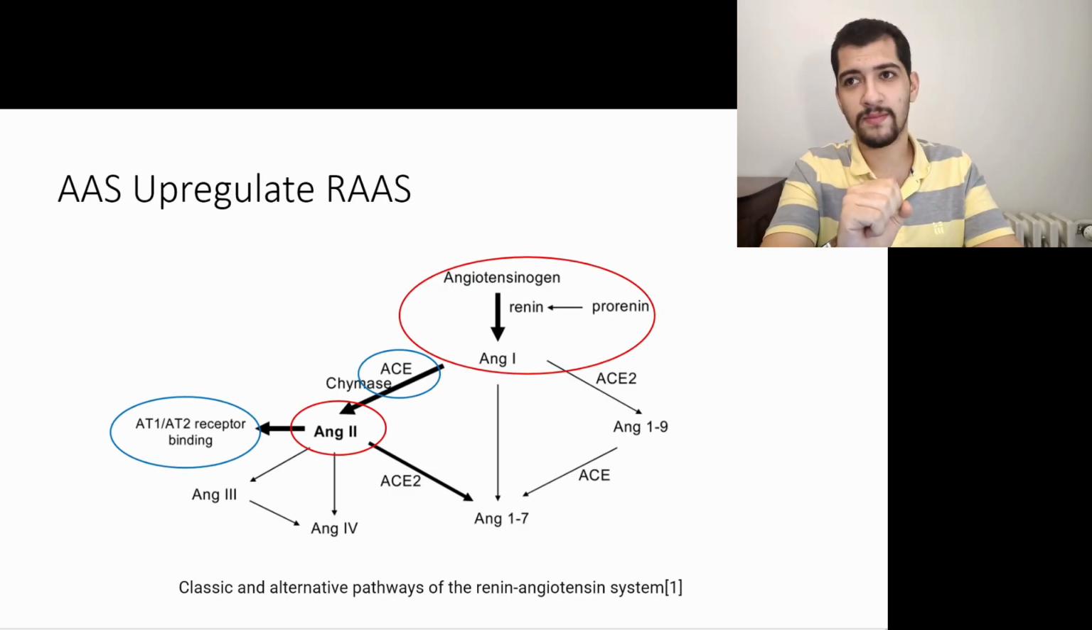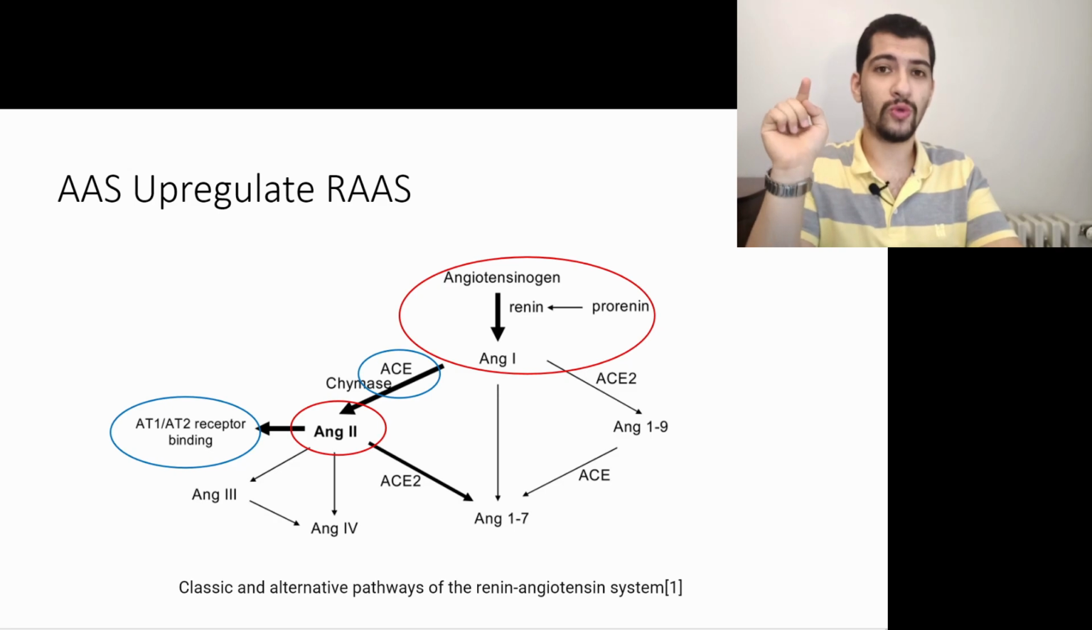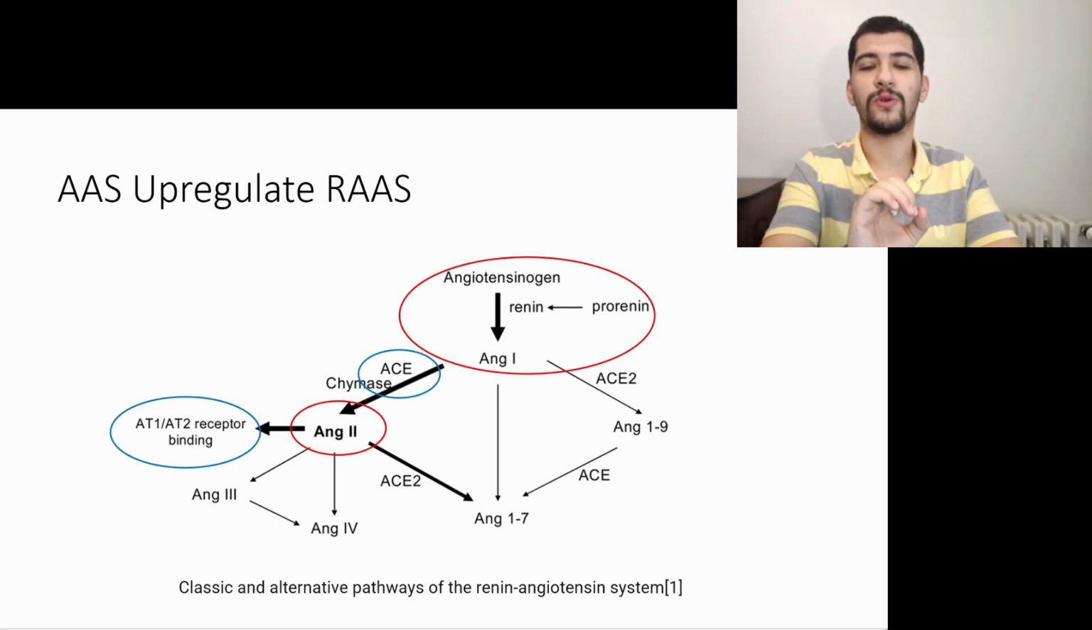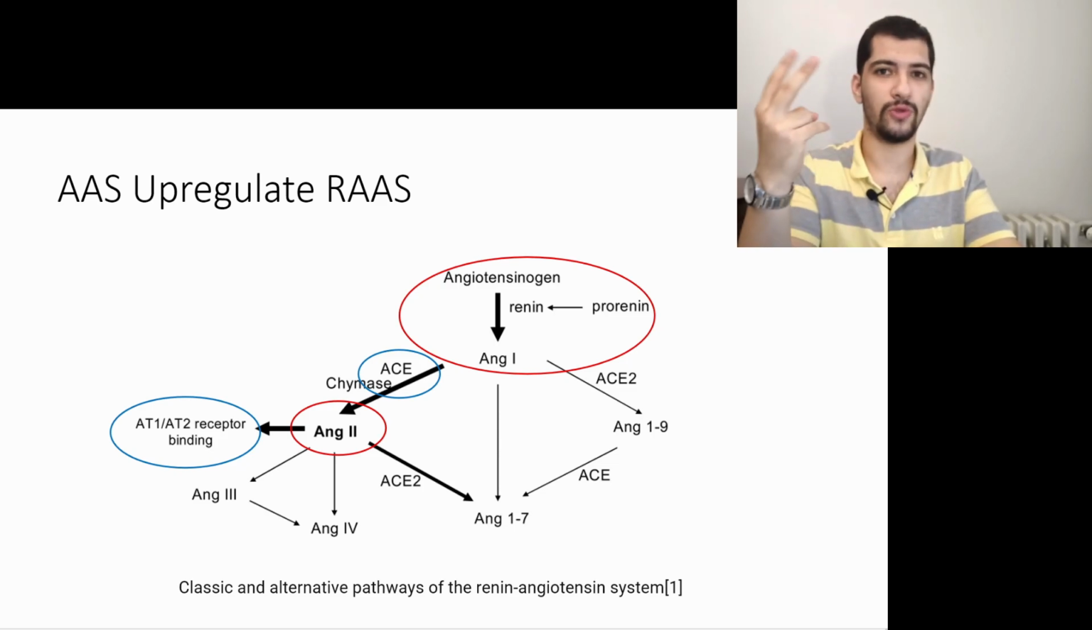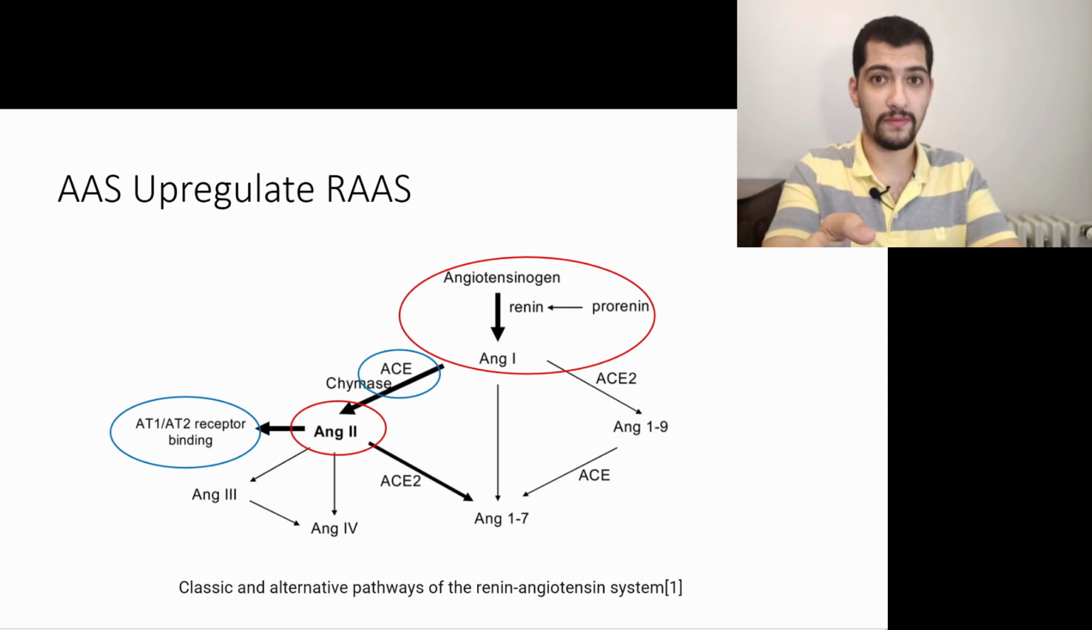The mechanism that all of the androgens have in common is upregulation of the renin-angiotensin-aldosterone system. You may read in some articles that they also call it RAS instead of RAAS. They are synonyms. They are the same. Our kidneys produce renin, right?